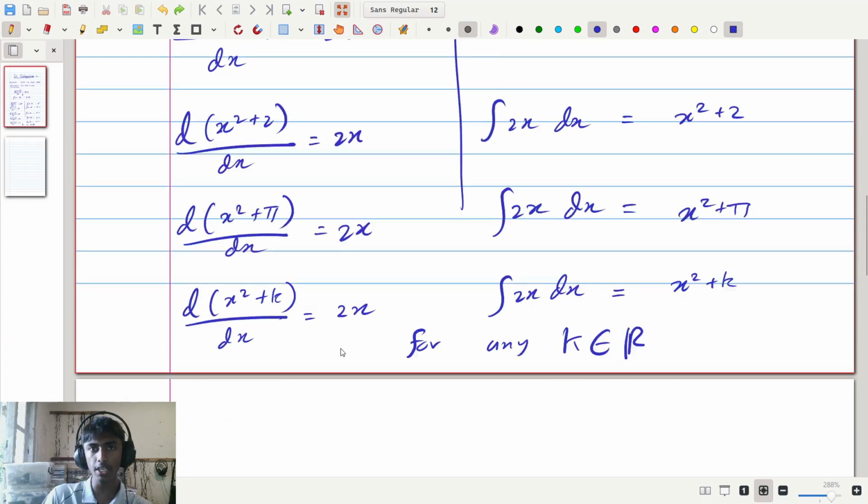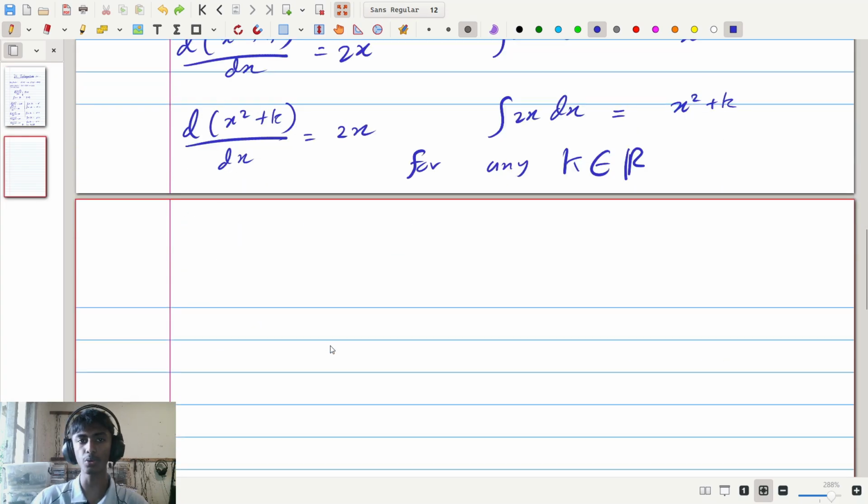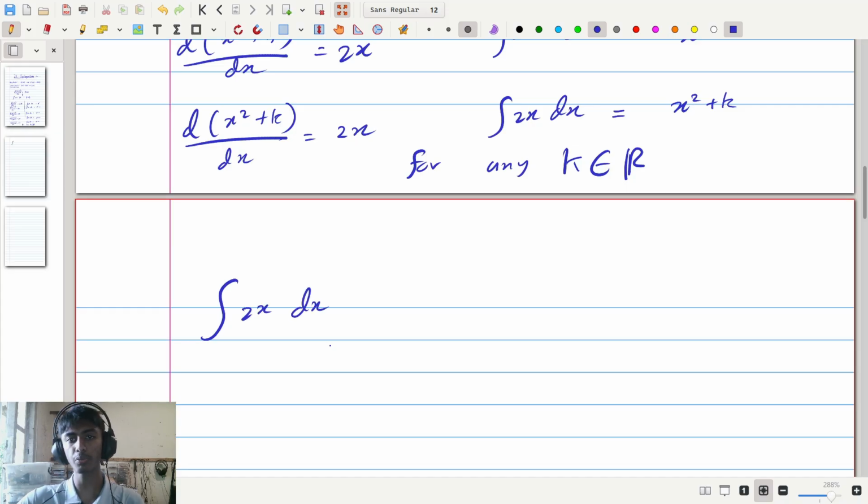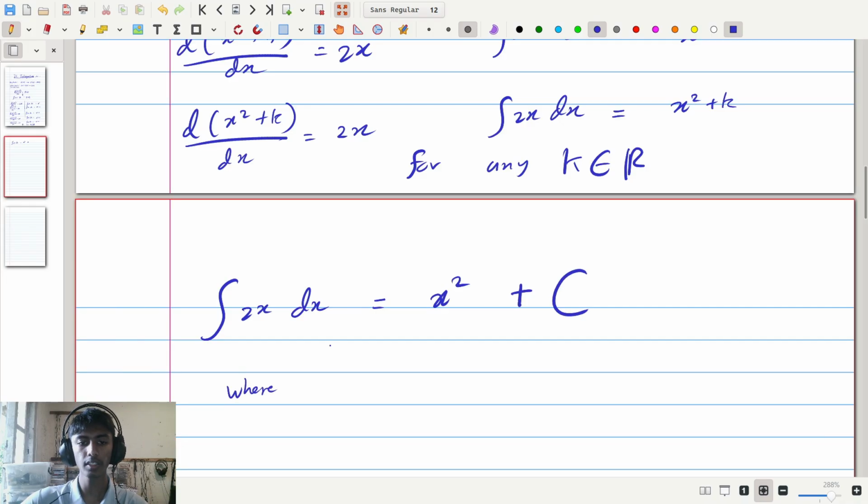So in indefinite integration, or taking the antiderivative, we say that the integral of 2x with respect to x, which is what we wanted to find, is equal to x squared plus, and by convention what we put here is a capital C, where capital C is an arbitrary constant.